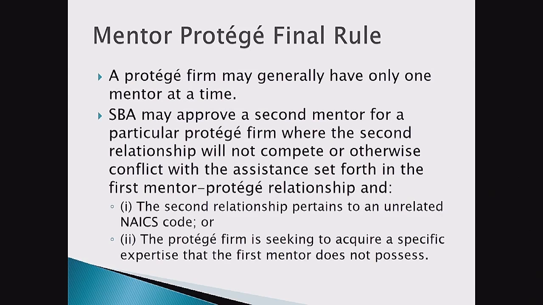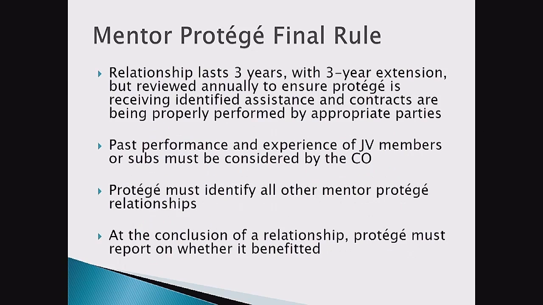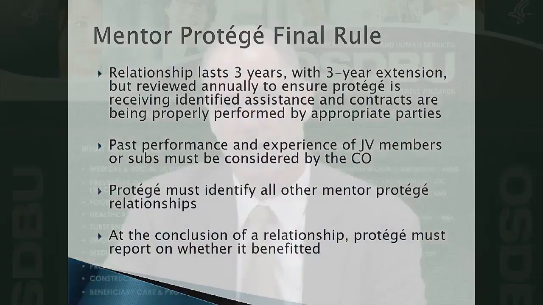These are the circumstances when we'll approve a second mentor for a protégé. It has to be an unrelated NAICS code, and there's a specific expertise that their current mentor cannot provide. The basic relationship is a 3-year relationship with a 3-year extension. But we're going to do an annual review to make sure that the assistance that the mentor is supposed to provide is being provided, and that the protégé is performing their required amount of services.